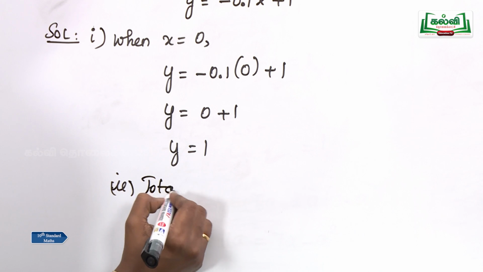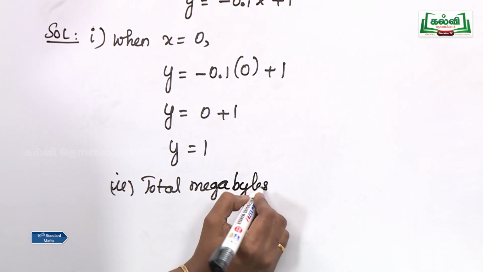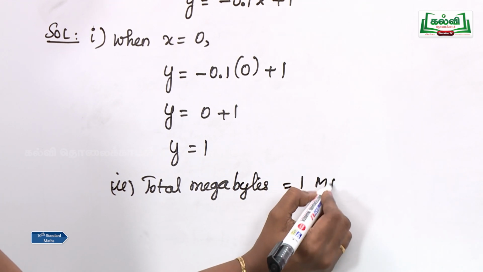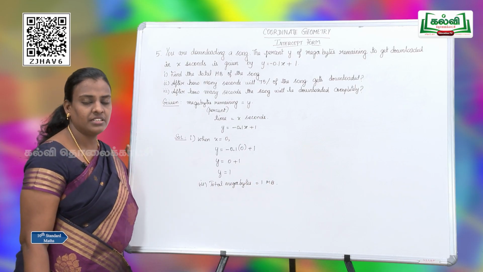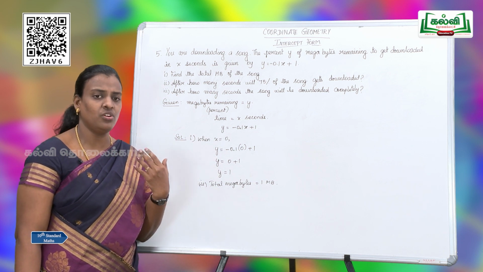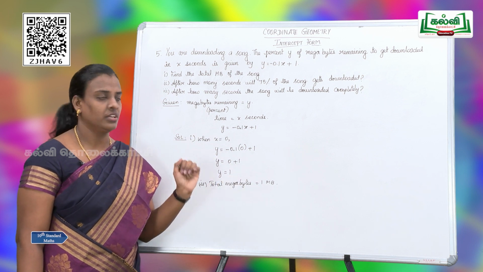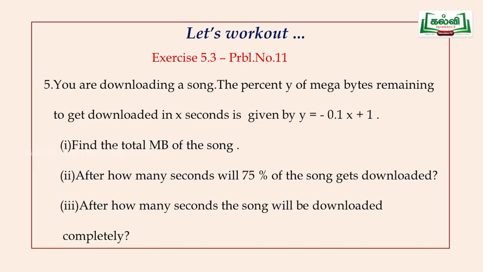So, the total megabytes is equal to 1 MB. Very simple, isn't it? Just substitute the value for x as 0. Why are you substituting x as 0? Because we are finding the total megabytes of the song. Now, what about the second subdivision of the question?